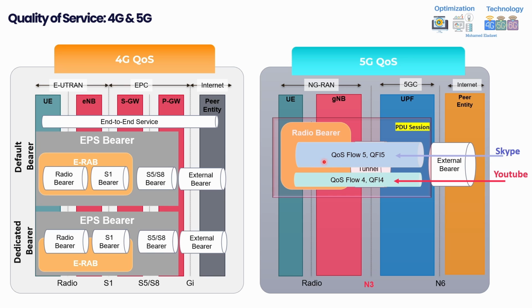And this is the main point here, that the PDU session supports one or more quality of service flows. Okay, and it's not necessarily that these quality of service flows must be mapped to the same radio bearer, same as what we mentioned here in 4G. In 5G, you can have multiple quality of service flows for the PDU session mapped to the exact same radio bearer, and also you still have the flexibility to map only one quality of service flow to one radio bearer.